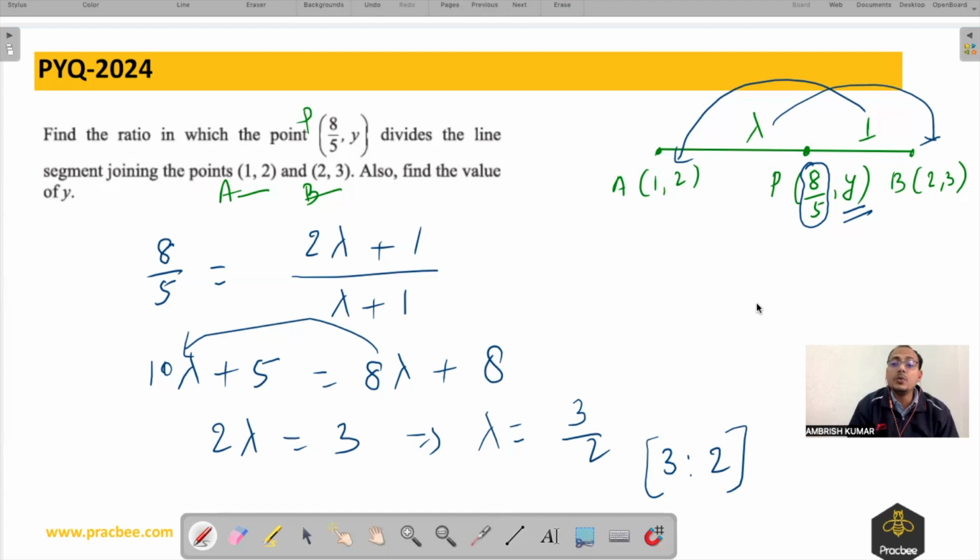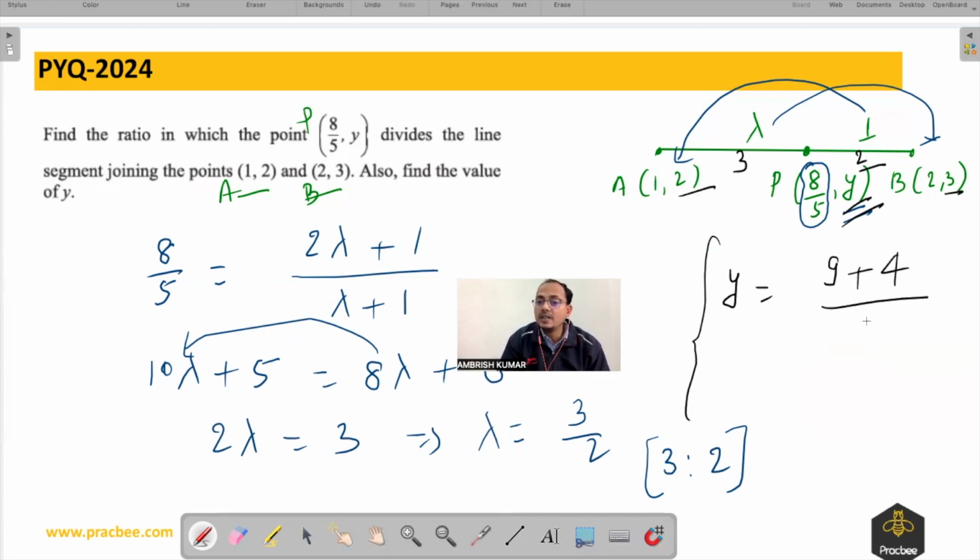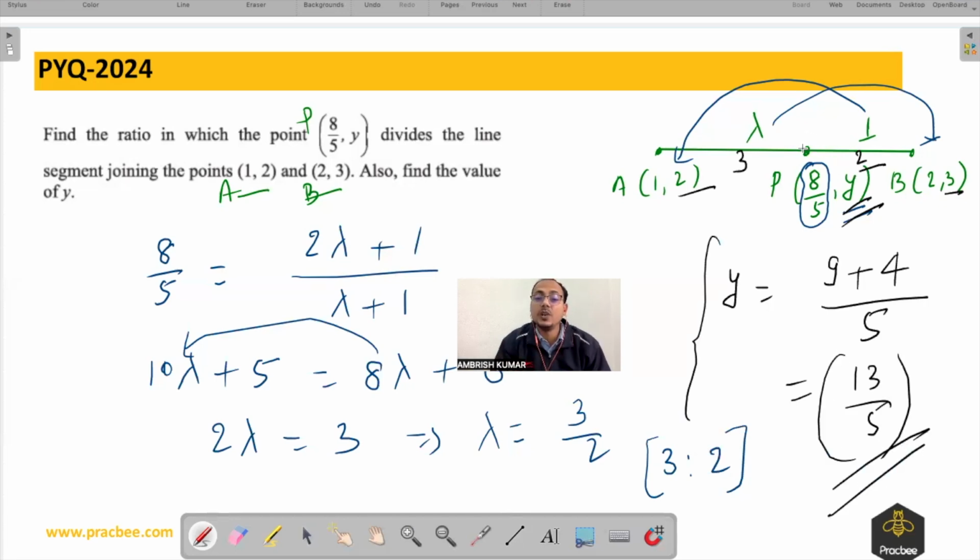Now once we know the ratio, we can put this value here: this ratio is 3, this ratio is 2. And then we can write the formula for the y coordinate of the point P. So the y coordinate is 3 into 3, 9, plus 2 into 2, 4, by 3 plus 2, 5, 9 plus 4, 13 by 5. So this is going to be the y coordinate for this point, right? That's it for this particular question.